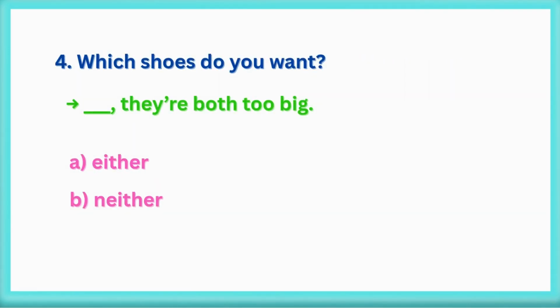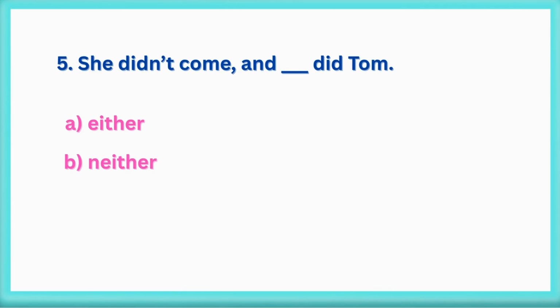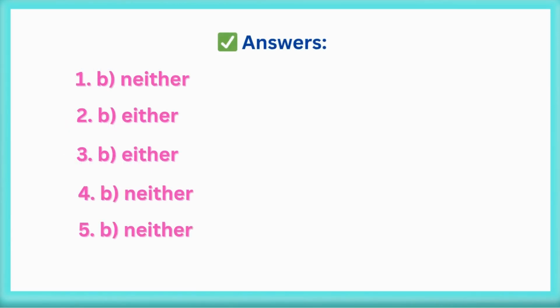Four: Which shoes do you want? They're both too big. A. Either. B. Neither. Five: She didn't come, and did Tom? A. Either. B. Neither. Answers: 1B. Neither. 2B. Either. 3B. Either. 4B. Neither. 5B. Neither.